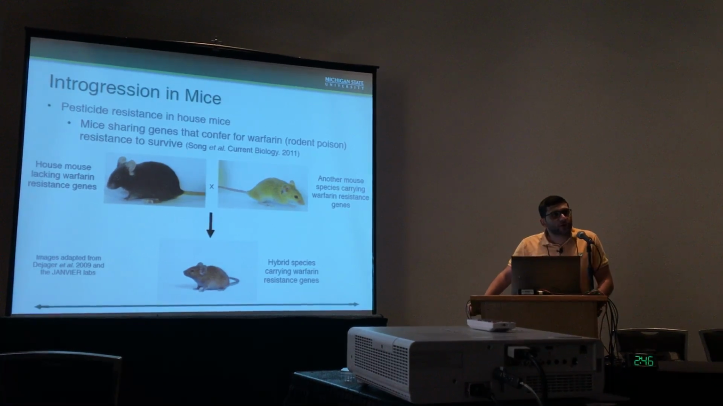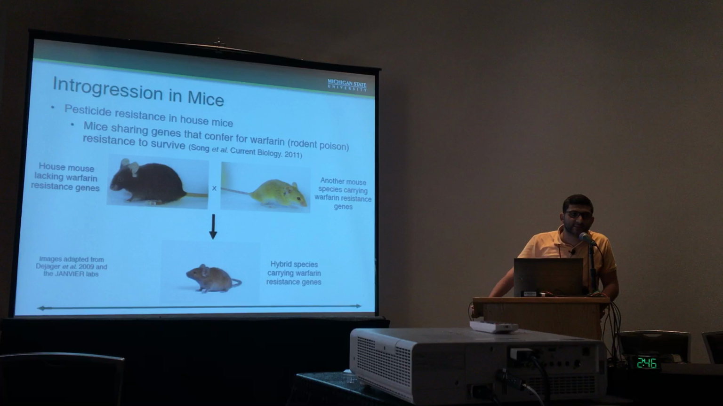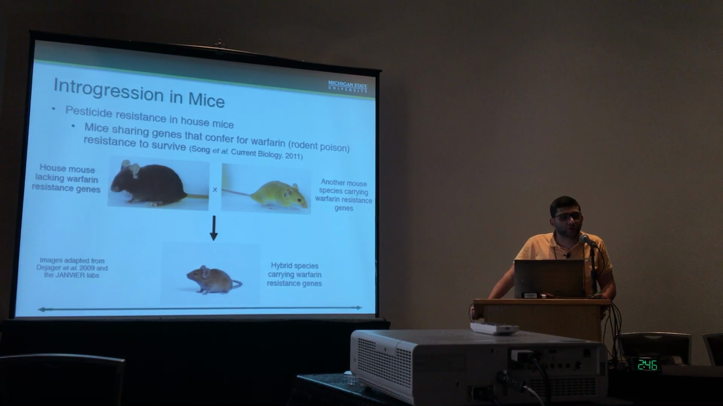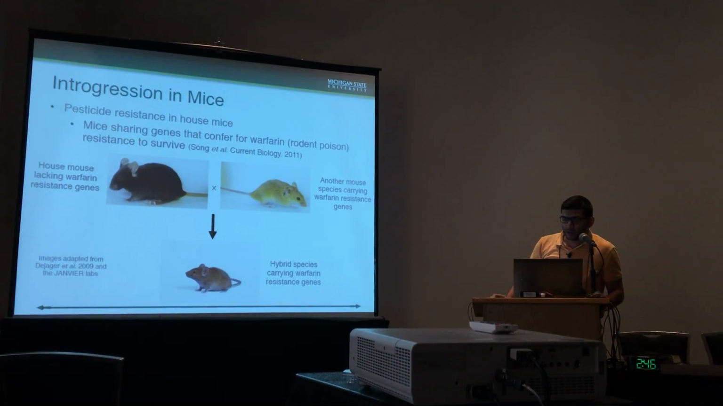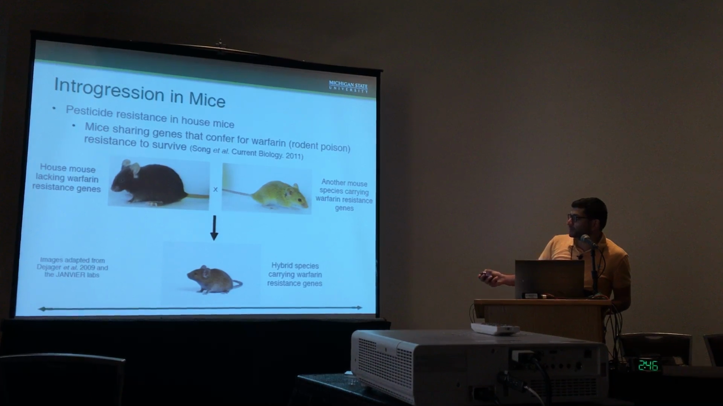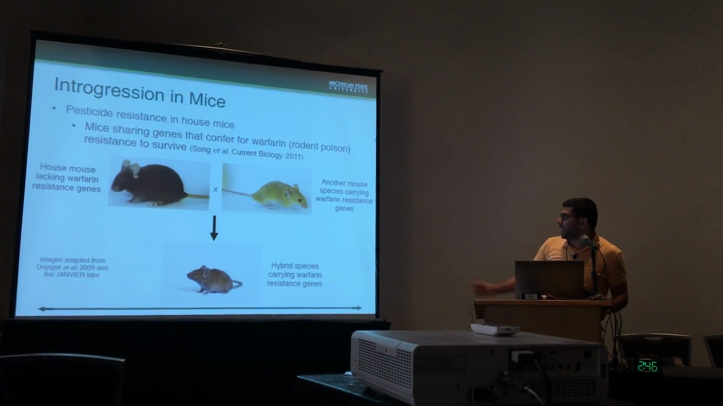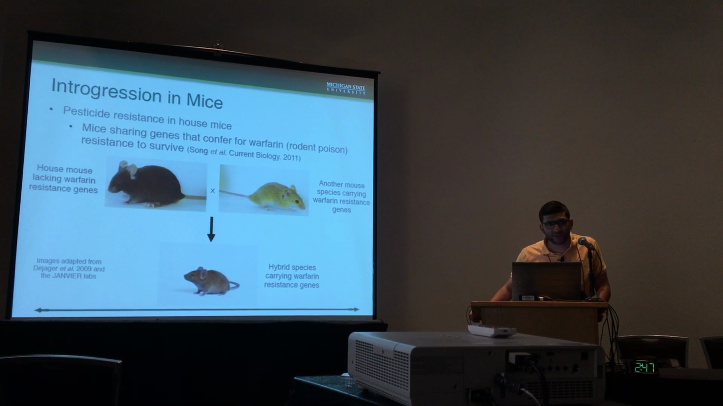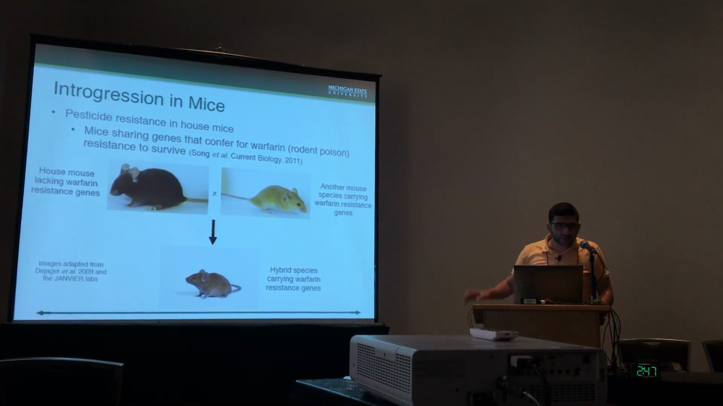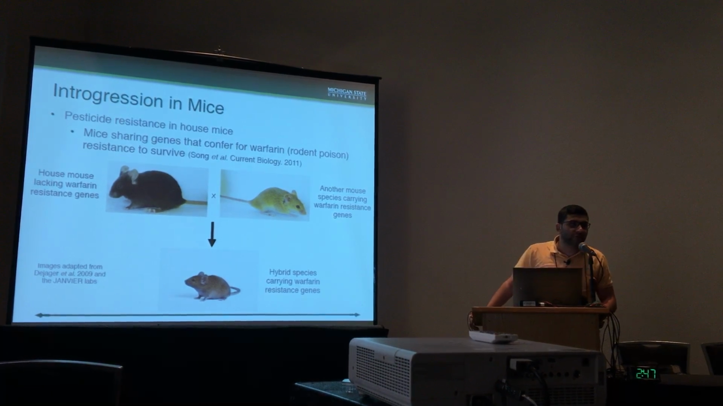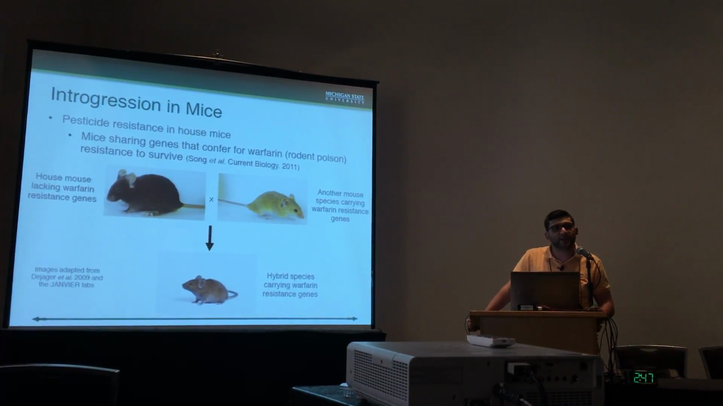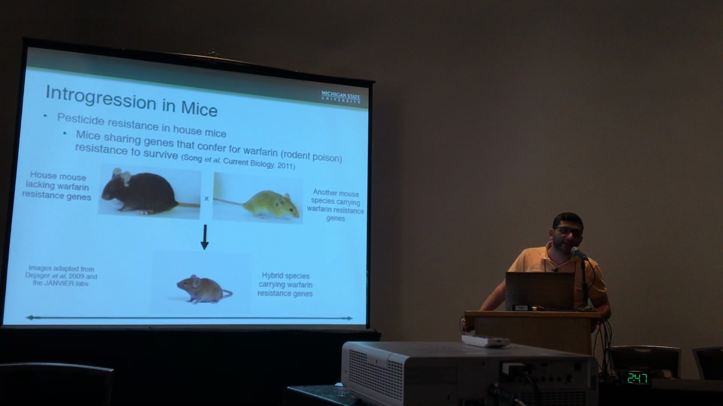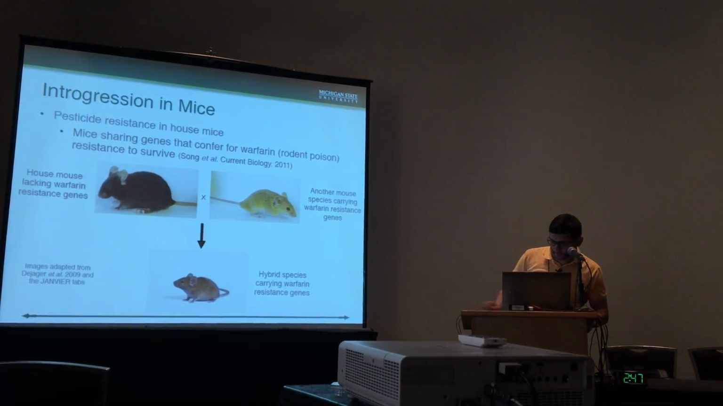Furthermore, interspecific introgression has played a key role in the evolution of pesticide-resistant house mice, where mice share genes that confer warfarin resistance in order to survive. If you take a look at the following example, we have a house mouse that lacks the warfarin resistance genes. We have another mouse species that carries the warfarin resistance genes. If you cross those two mouse species together, you get a hybrid that carries the warfarin resistance genes. So this example, as well as the aforementioned two examples, are a subset of many examples where adaptive interspecific introgression has played a key role in the evolution of novel traits.